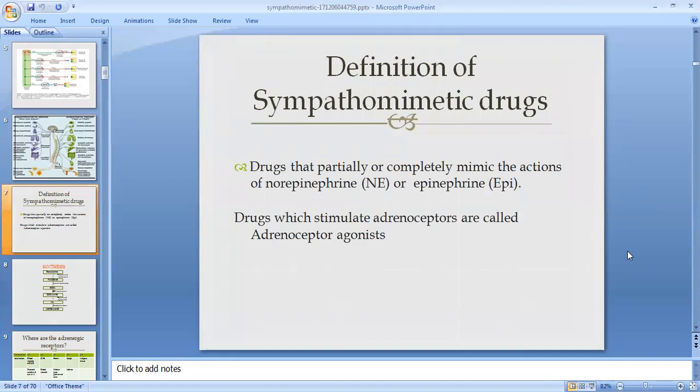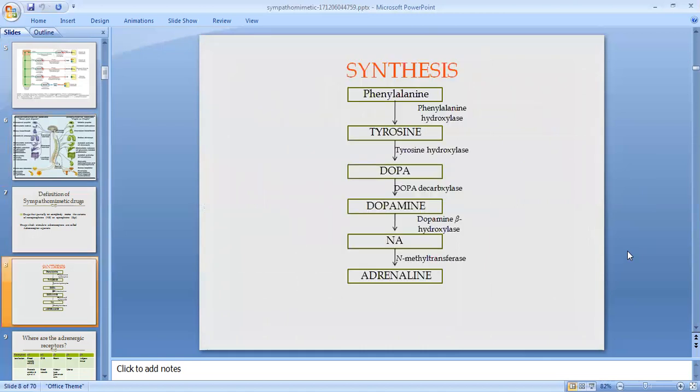Sympathomimetic drugs are the drugs that partially or completely mimic the action of norepinephrine or epinephrine. These are the drugs which stimulate adrenergic receptors. These are the steps involved in the synthesis of adrenaline: phenylalanine, tyrosine, dopa, dopamine.